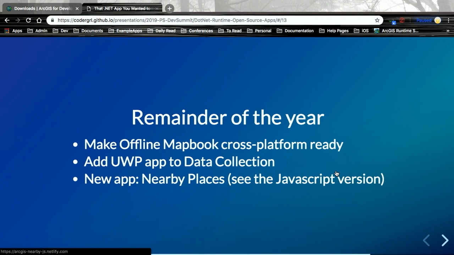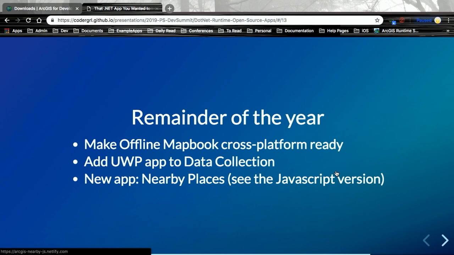A new app for the year is going to be the Nearby Places. There is a JavaScript version of it already released. There's also an Android version released. You can take a look at the JavaScript version and get an idea of what the .NET app is going to be like. All of these apps that we're building for the different platforms, we strive as much as possible to keep them similar in functionality. So if you see an app in iOS that does several things, you can know for sure that as soon as that's coming out for .NET, it will do basically the same stuff.